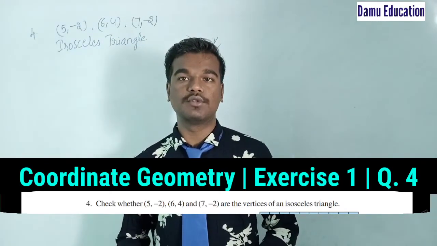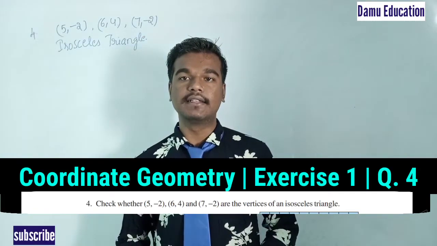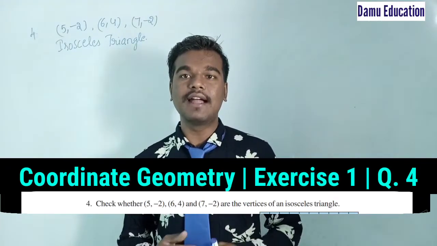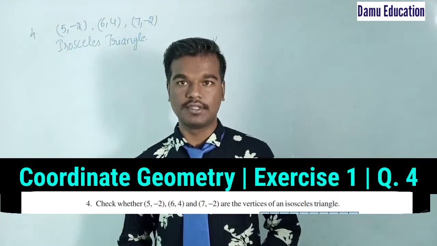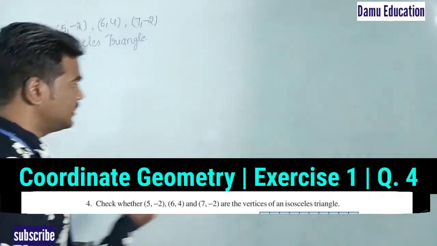What is meant by an isosceles triangle? In a given triangle, if any two sides are equal to each other, they are of equal length, then that given triangle is nothing but an isosceles triangle. Let's consider the isosceles triangle ABC.